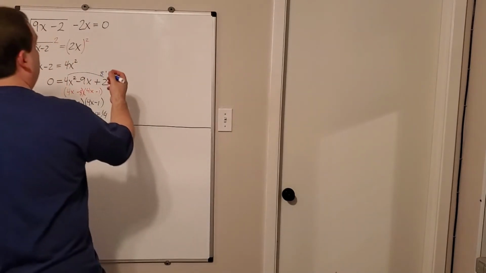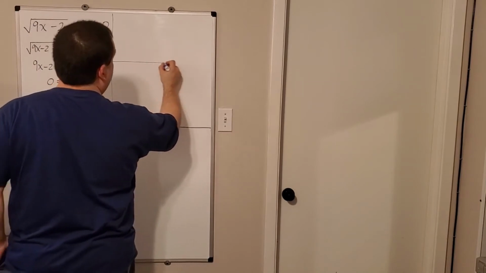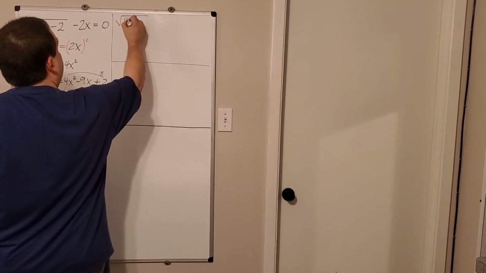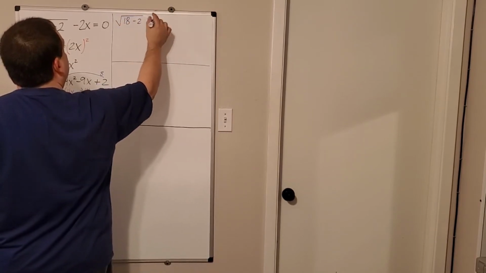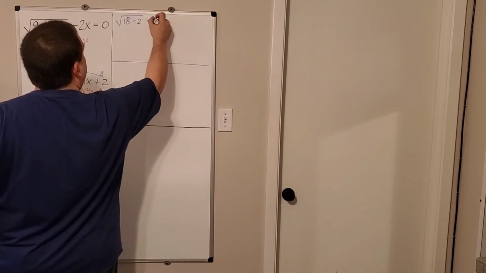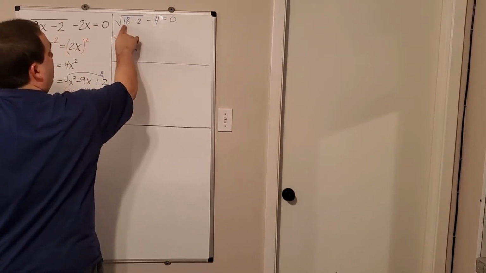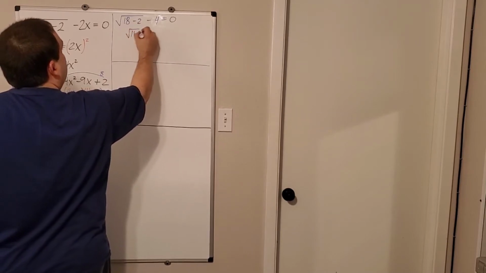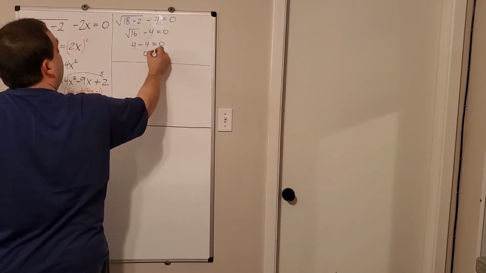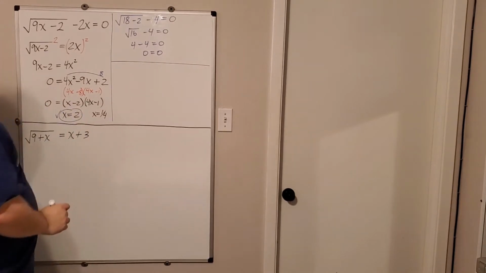Okay, so here I go. I'm going to start by checking the x equals 2. So square root of 9 times 2 is 18, minus 2, and then minus 2 times 2, which is 4. I'll go ahead and just write that in there. Right? 9 times 2 and 2 times 2. So 18 minus 2, square root of 16. 4 minus 4 is 0. So 0 equals 0. That works out. So x equals 2 is a good answer.